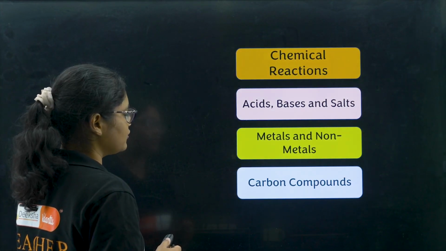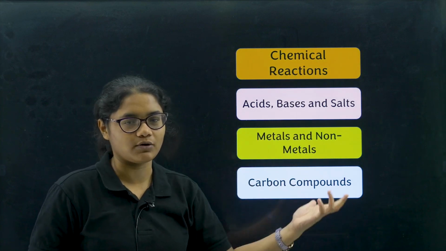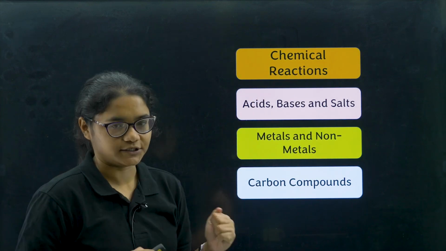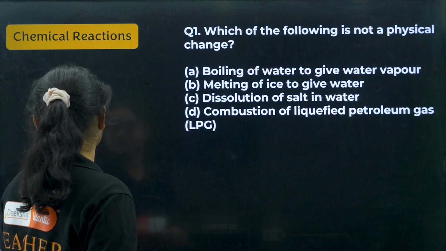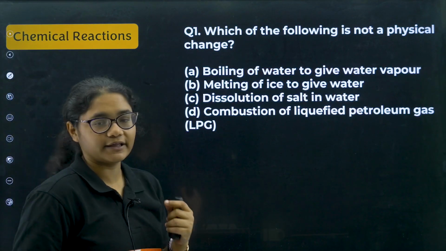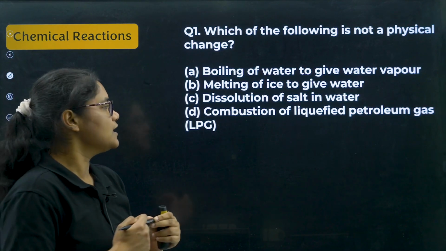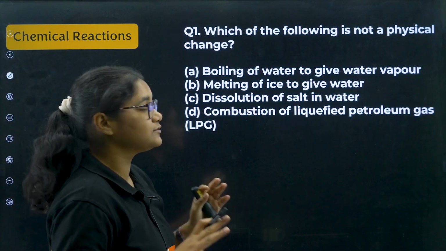Okay, so as we all know, these are the 4 chapters in our lecture. We are going to cover MCQs from all 4 chapters, okay? So we'll go chapter by chapter. The first one is your chemical reactions, okay? Which of the following is not a chemical change? We know what a chemical change is. Which of the following is not a physical change?